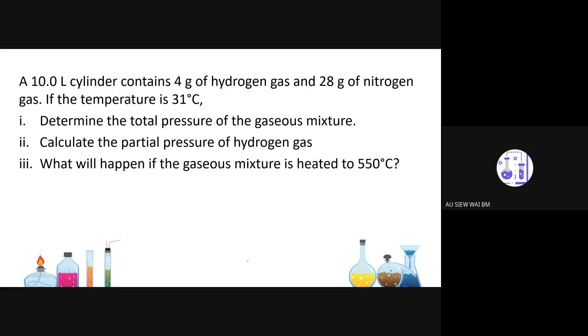A 10.0 liter cylinder contains 4 grams of hydrogen gas and 28 grams of nitrogen gas. If the temperature is 31 degrees Celsius, determine the total pressure of the gas mixture. This one, gas mixture, that means we apply the Dalton law. Calculate the partial pressure of hydrogen gas. And what will happen if the gaseous mixture is heated to 550 degrees Celsius? So first thing, what do we do first?